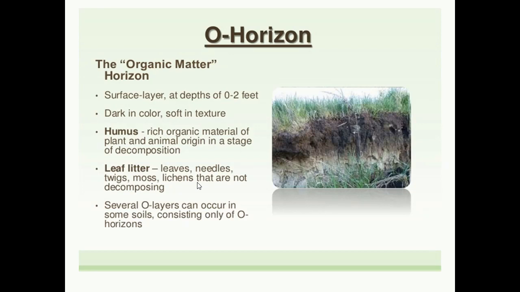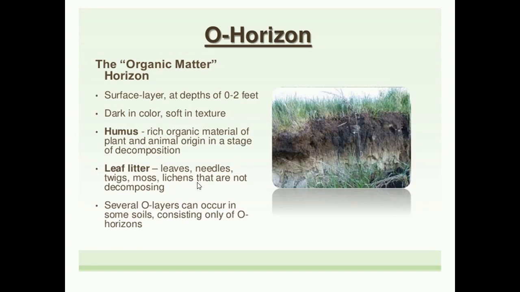It consists of humus and leaf litter. Humus is the rich organic material of plant and animal origin in a stage of decomposition. That is, humus is the stage of decomposing organic material. Then leaf litter is the leaf material, twigs, moss, lichens, and non-decomposed materials present in the particular area.